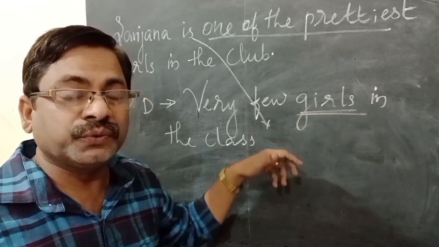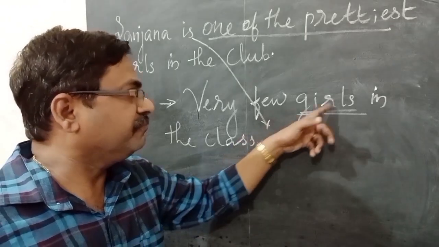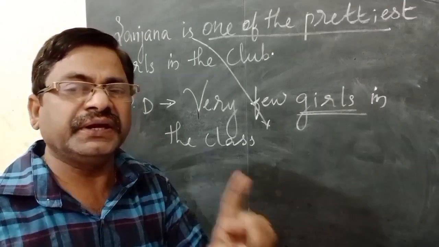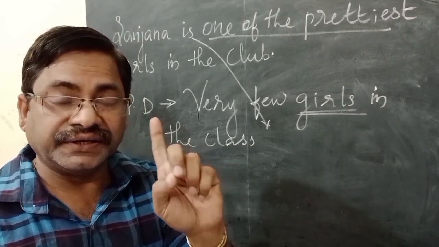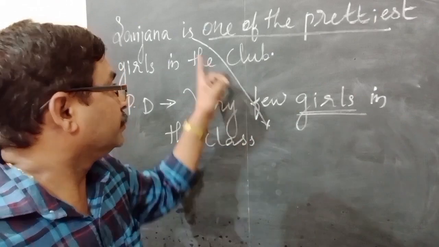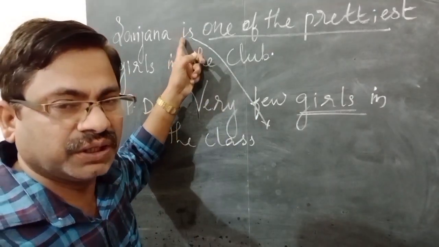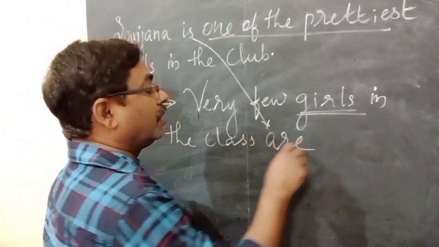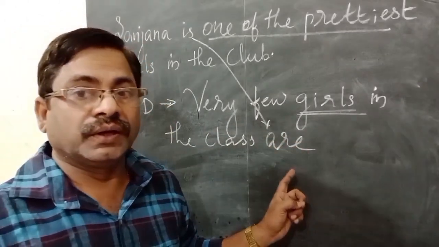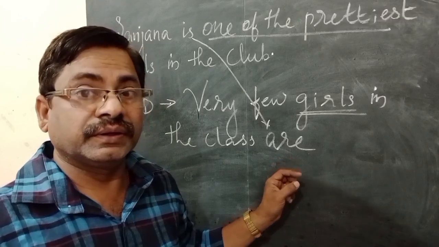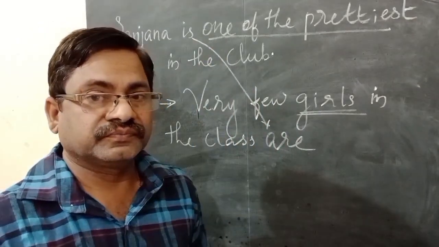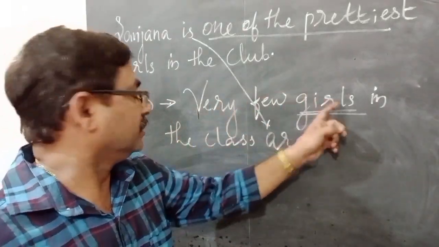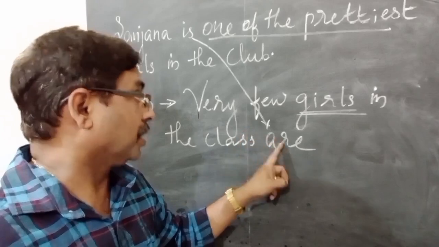In order to agree the verb with the subject, we have to use a plural verb. Very careful. While writing the answer in this model, you should not use the singular verb here, but instead of that you have to use the plural verb are. That is the plural form of is, are. Very few girls in the class are.